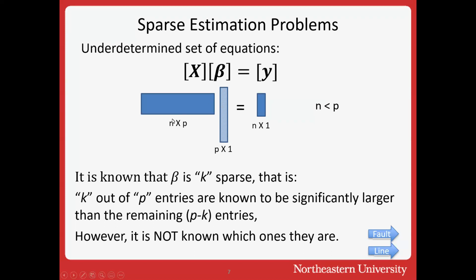And then we can resort to these techniques, which are referred to as the sparse estimation techniques. So if you have a set of equations like this, and you know that they are underdetermined, but in addition you know that beta, this unknown vector, is a very, very sparse vector, then you can attempt to solve this problem by the so-called sparse estimation methods.